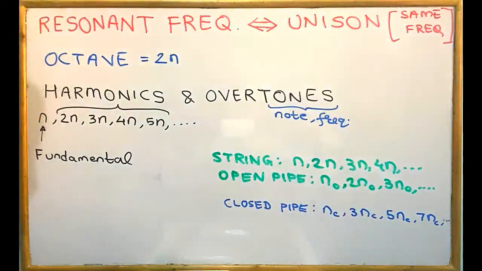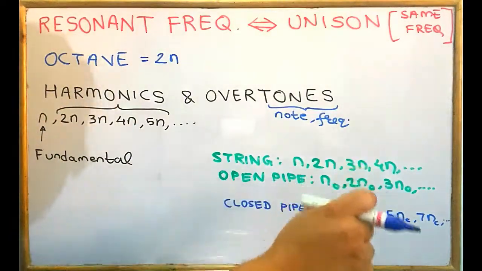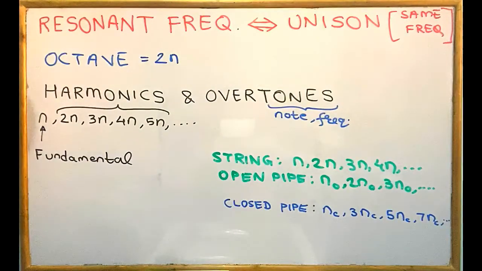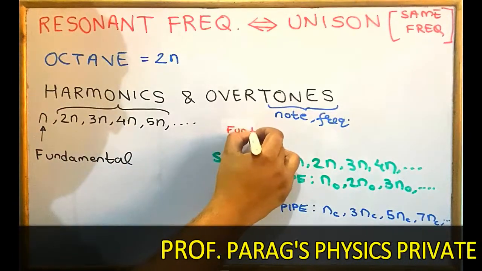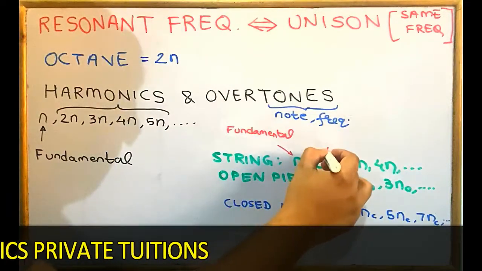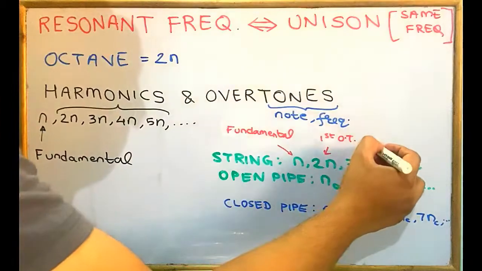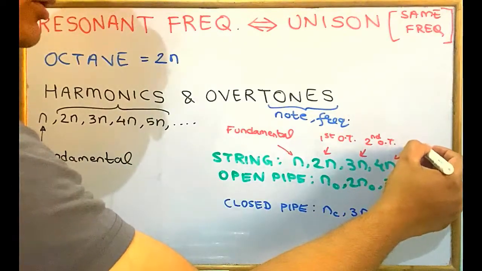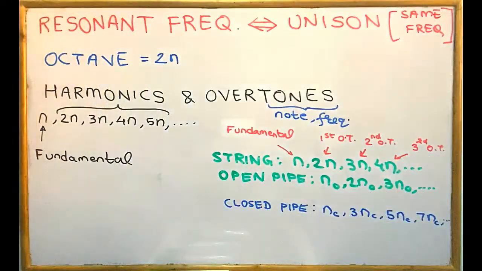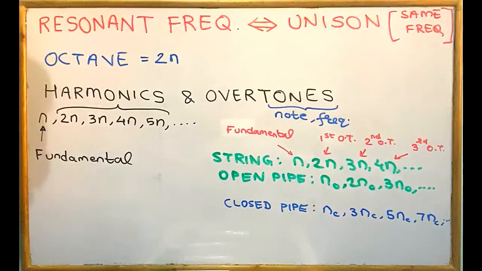The first one over the fundamental is called the first overtone, which in the case of a string and an open pipe would be the second harmonic, that is 2N. Either 2N for the string or 2NO for the open pipe. To mark it clearly, this N is my fundamental. This 2N is my first overtone, in short I'll call it OT. 3N is the second overtone. 4N is my third overtone, and so on. The same thing holds for the open pipe: NO is the fundamental, 2NO is the first overtone, 3NO is the second overtone, and so on.